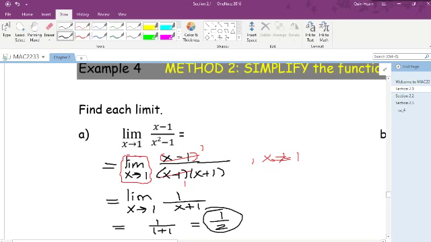Okay, so if we were to look at the graph, which we're not going to do because that's extra time, you would see that coming in from both the left and the right, it's headed toward a y value of 1/2.